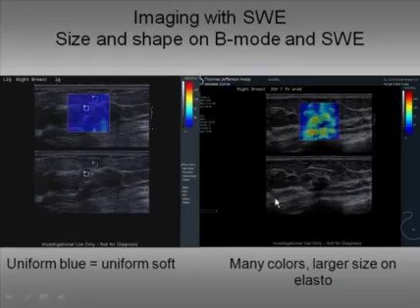So here we have a soft benign mass and a firm malignant mass. The color map is uniformly blue for benign tissue, and it's what we call actually a tie-dye appearance, a mixture of yellow, red, and orange for firm malignant tissue.